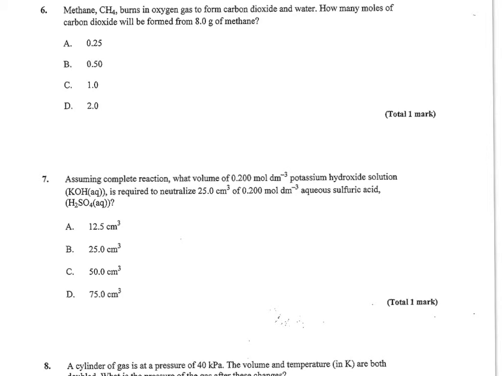Number 6, methane, CH4, burns in oxygen gas to form carbon dioxide and water. So how many moles of carbon dioxide will be formed from 8 grams of methane? So we're going to assume oxygen is in excess here. We're going to need our balanced equation. So CH4 plus O2 is going to yield CO2 and H2O. And balancing this, the carbon is good. I need a 2 there for the hydrogen, so a 2 here for the oxygen.